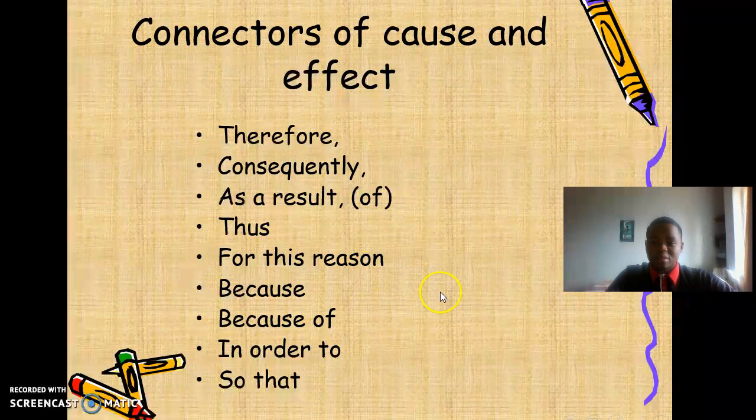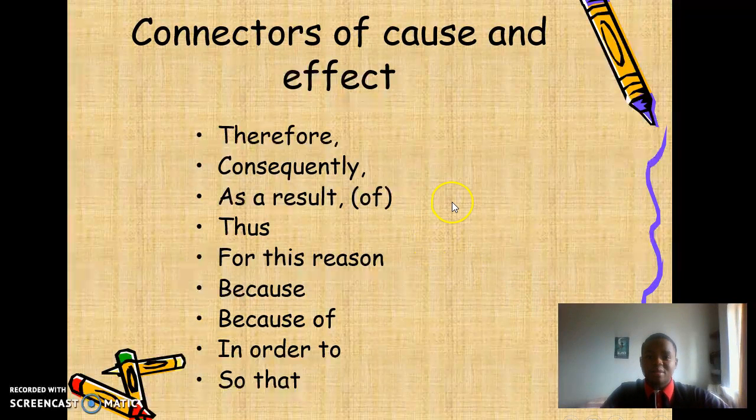And we have connectors of cause and effect. Those are the connectors of cause and effect, where they show what happens after this happens. And they are as follows. We have therefore, consequently, as a result of, thus, for this reason, because of, in order to, sort of.